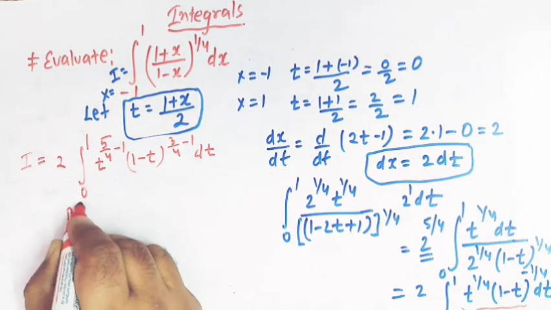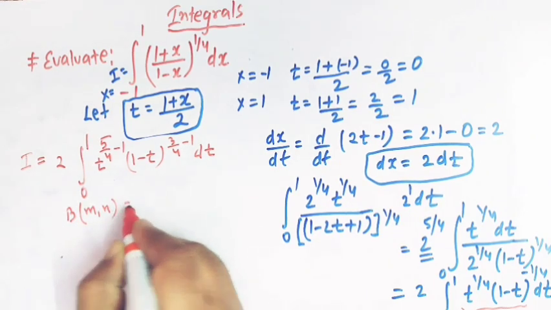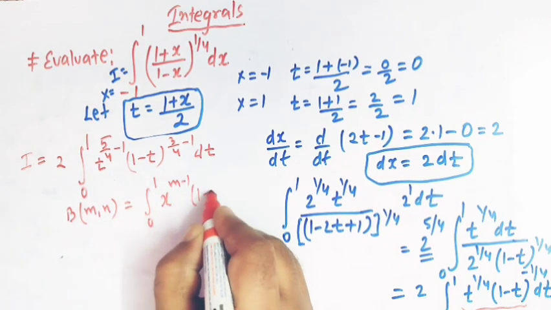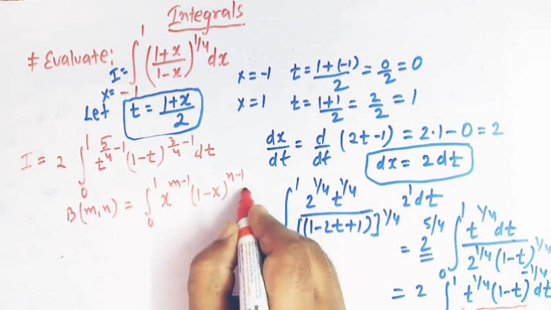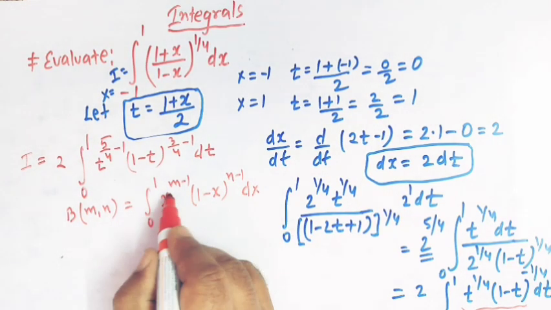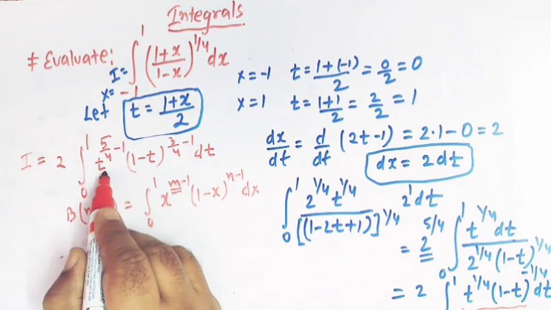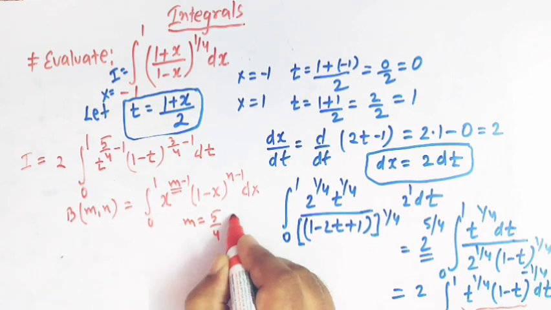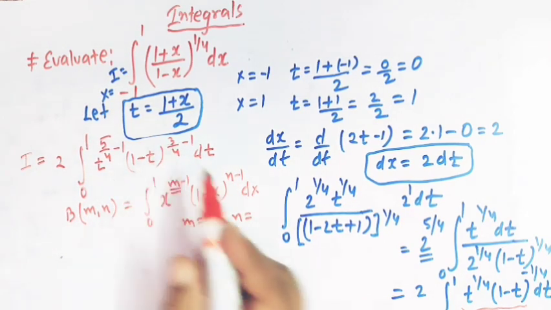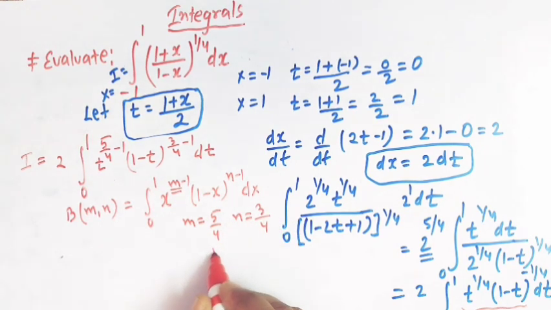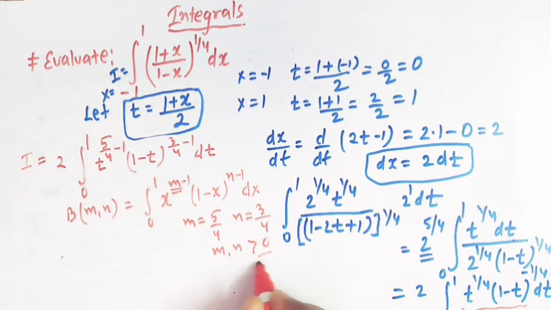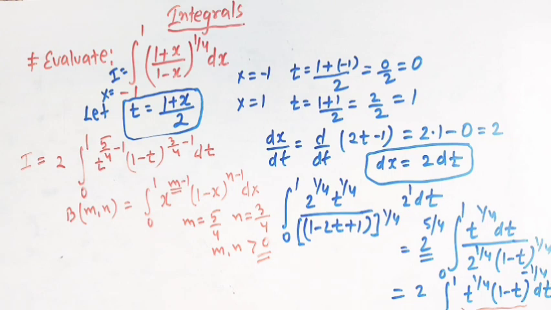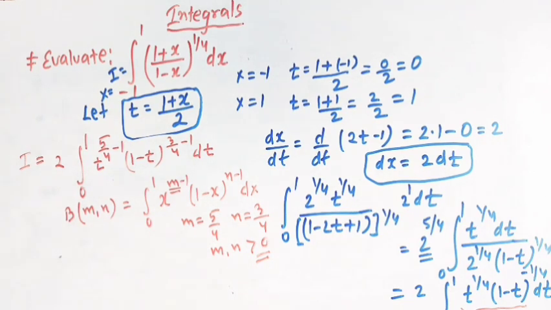Because we know that the beta integral B(m, n) is given by the integral from 0 to 1 of x^(m−1) (1 − x)^(n−1) dx, right? So if we compare this integral with this one, then the value of m is 5/4 and the value of n is equal to 3/4, right? And remember, m and n are greater than 0, right? So this is the beta integral, which is also known as Euler's integral of the first kind, right?